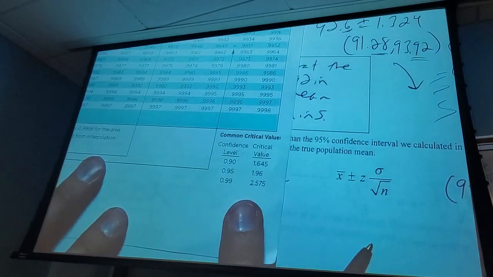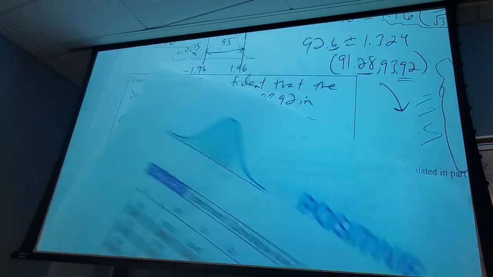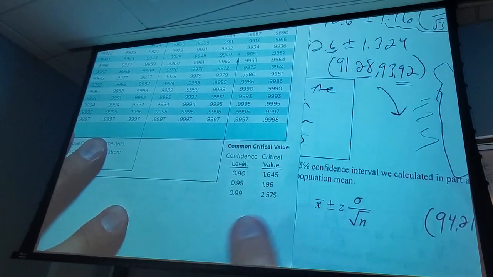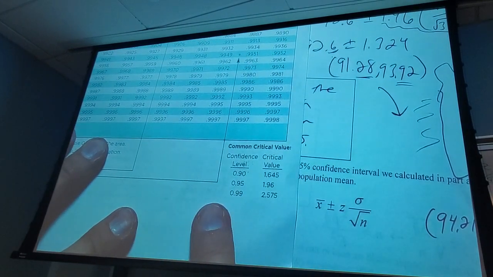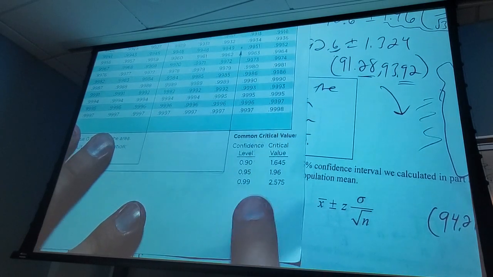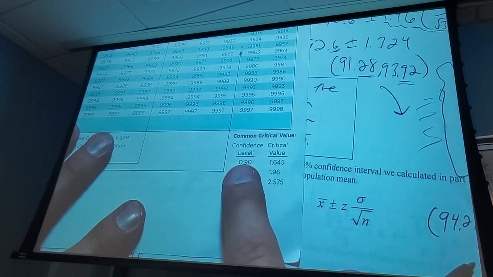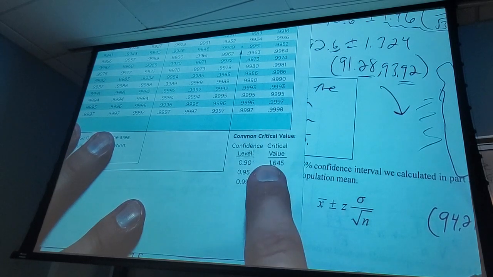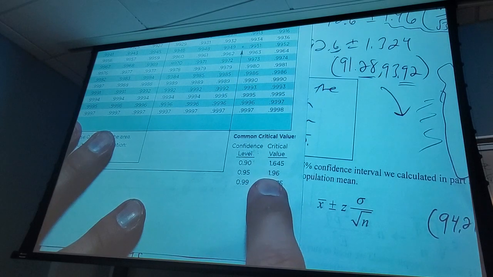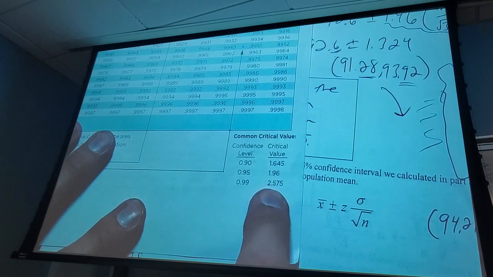Really quickly, look down here. See on the positive z-score side? I call it the little baby chart. Notice what it says. For 90% confidence, 1.645. 95, 1.96, 99, that's one we haven't done yet, 2.575.